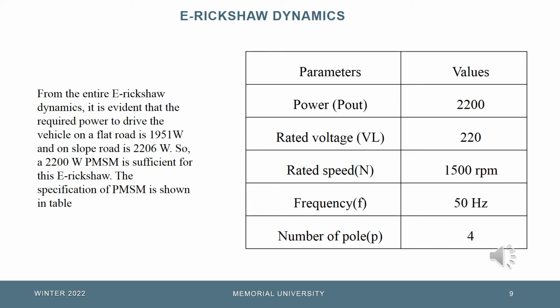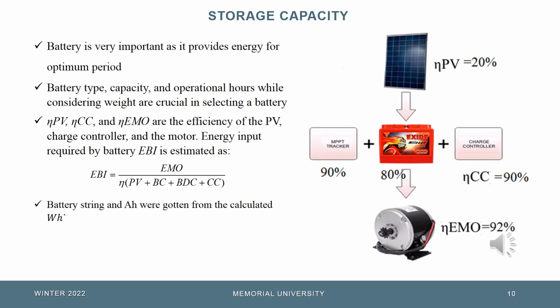which has a power output of 2.2 kilowatts, rated voltage 220 volts, rated speed 1500 rpm, frequency 50 hertz, and number of poles 4. This motor is enough to drive the considered e-rickshaw.